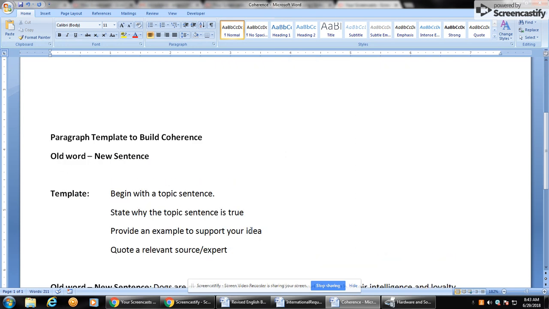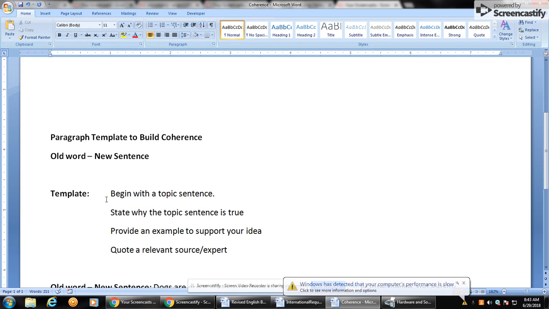A template, of course, is just a structure, a guide, a paradigm, a model that you can follow. You don't have to follow it exactly, but it gives you a guide and gives you an idea of how you can ensure that your sentences are flowing from one idea to another, paragraphs flowing from one idea to another, and so on. So, with this template, this is what it looks like.